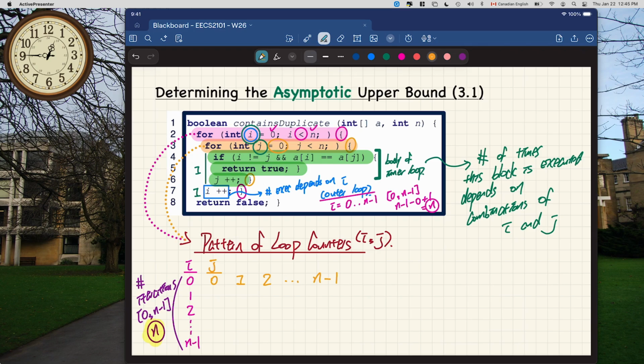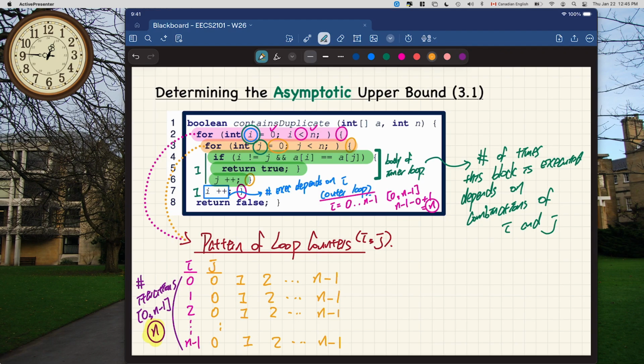And then also for i equal to 1, it is also 0, 1, 2, all the way to n minus 1. Also 0, 1, 2, all the way to n minus 1, and the last iteration as well: 0, 1, 2, all the way to n minus 1. This table tells you explicitly how i and j are going to change.